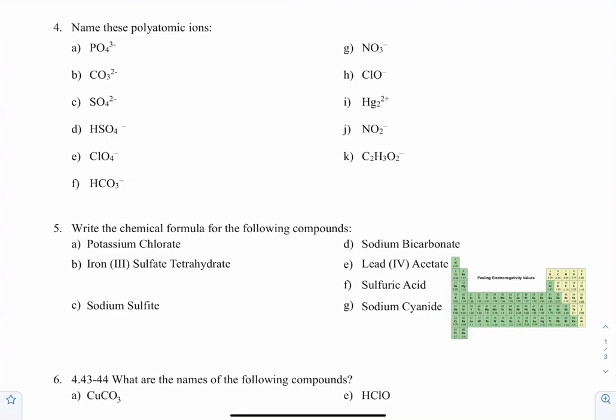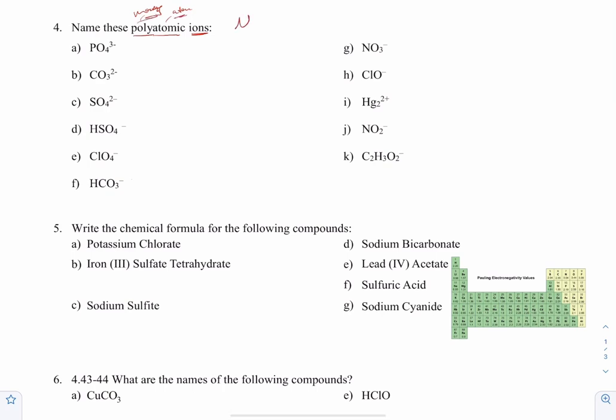I'm Austin, and I'll be running through part 2 of problem set 10, naming and bonding. Number 4, name these polyatomic ions. Poly, meaning many, and atomic is atoms. So these are ions that are made of many atoms, meaning multiple atoms.